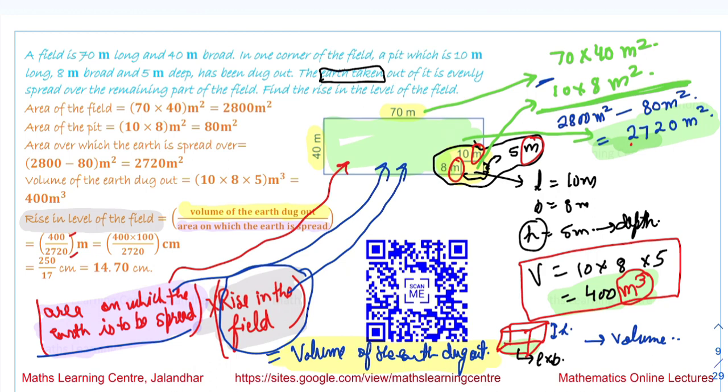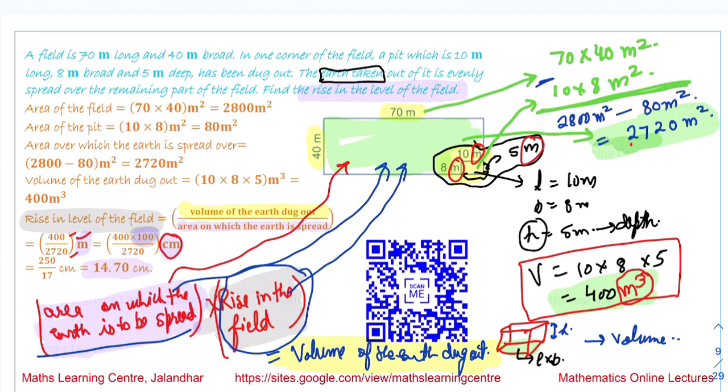We have converted the answer into centimeter because the answer we get is in decimal form. To convert it into centimeter, we have multiplied with 100. This 100 we have multiplied over here, to convert meters into centimeters. When you solve these values, you will get the answer 14.70 centimeters. So this is the rise in the level of the field.